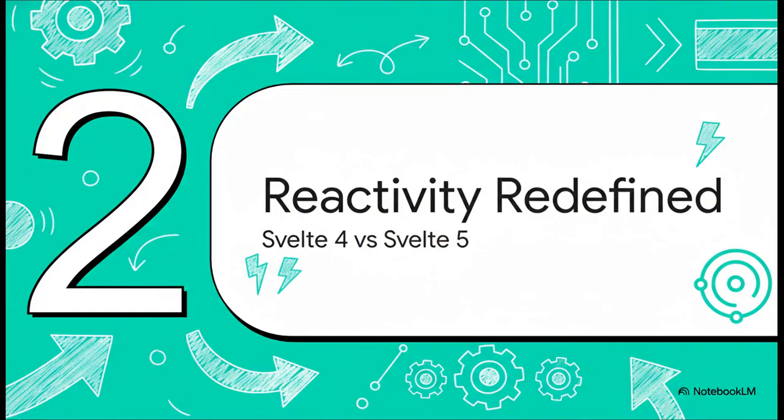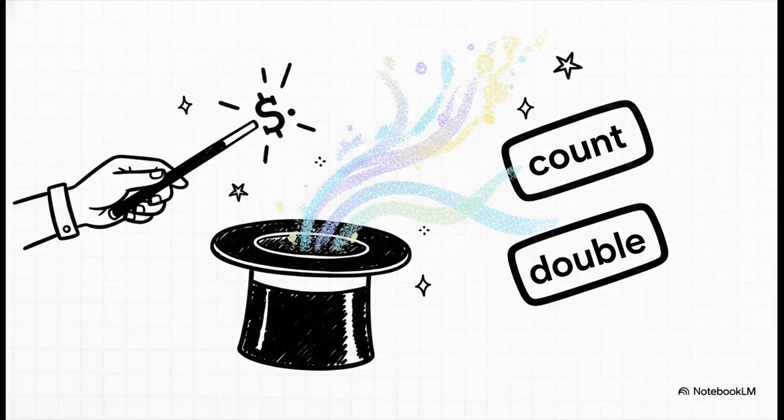Now, this whole compiler-first idea feeds directly into one of Svelte's most famous features, reactivity. You know, how the screen automatically updates when your data changes. And Svelte's journey with reactivity is actually pretty fascinating. In the older versions, it honestly felt like magic. You just slap this little $: label in front of a variable, and boom, the Svelte compiler would automatically make it reactive. If count changed, double would update instantly. It was simple, it was clean, but maybe a little too magical, a bit implicit.